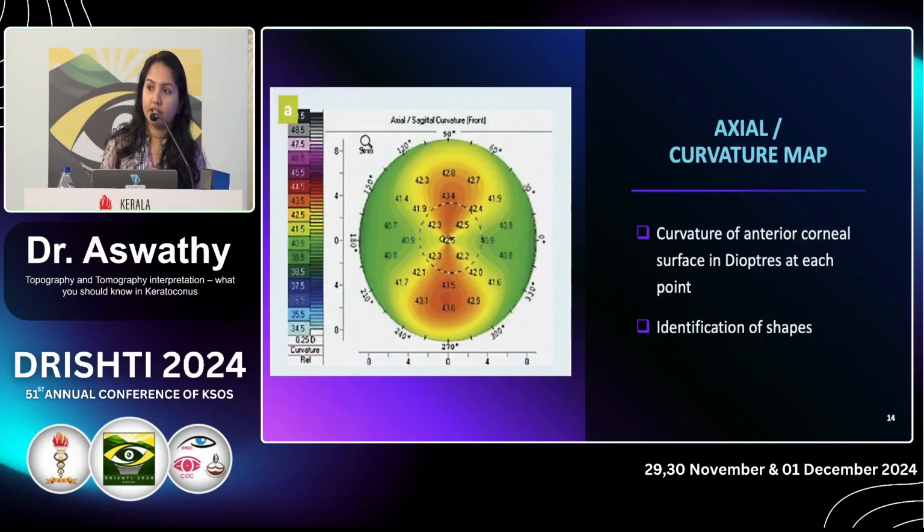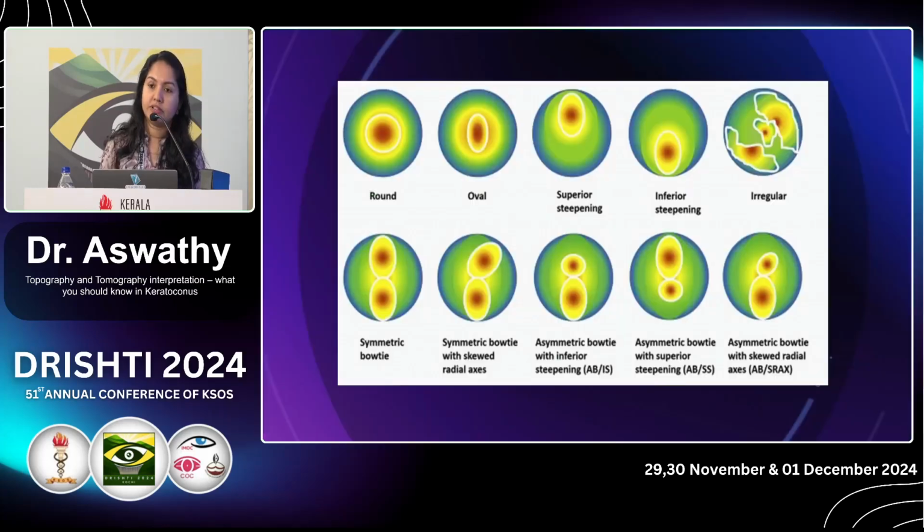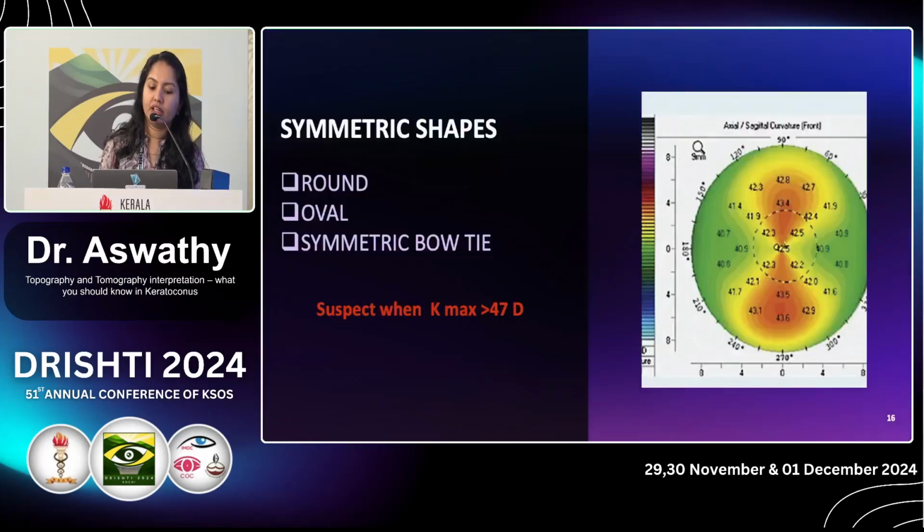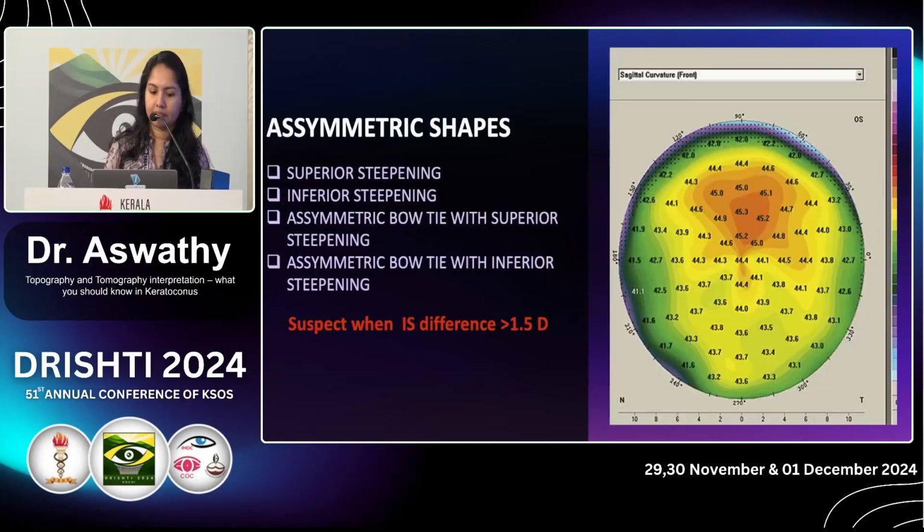Coming to the axial curvature map, here, in addition to the curvature of the anterior corneal surface, which is represented as diopters at each point, we can also identify certain shapes. These shapes can be symmetrical, like round, oval, or symmetric bow tie, which is usually normal, but when the Kmax exceeds 47 diopters, you have to suspect an ectasia.